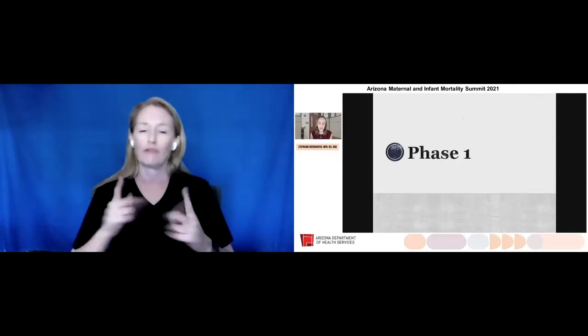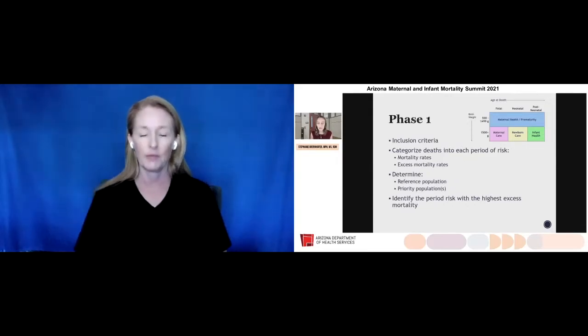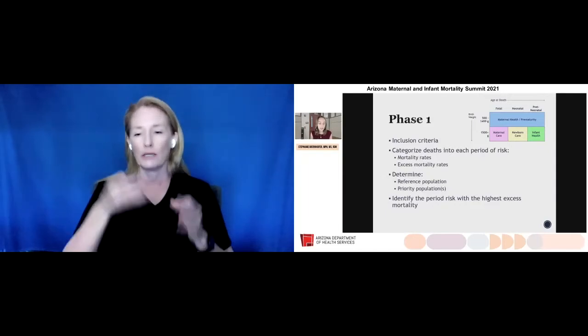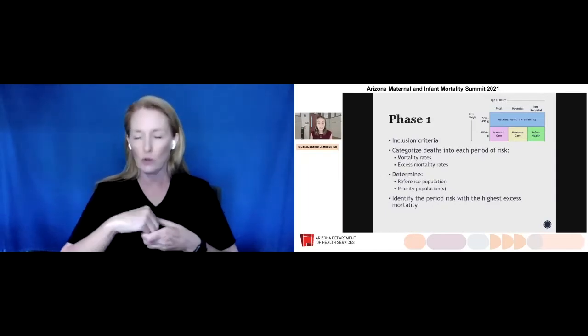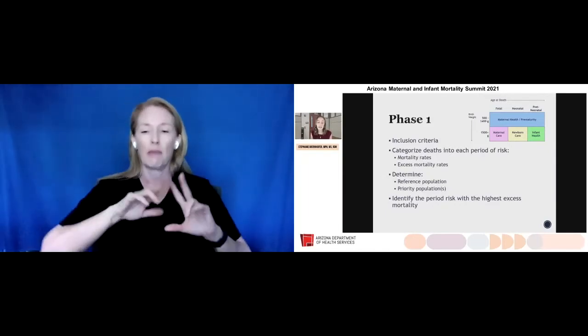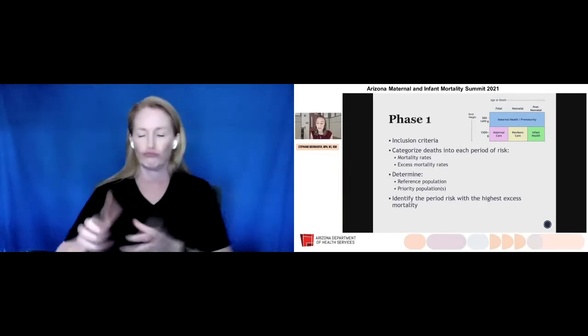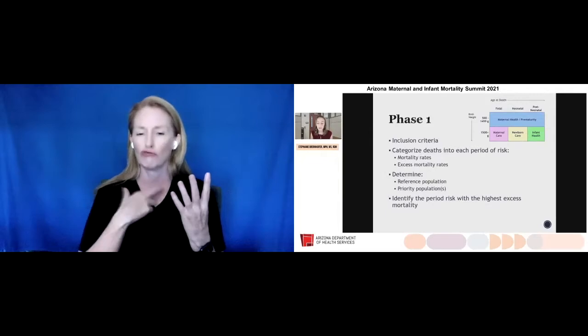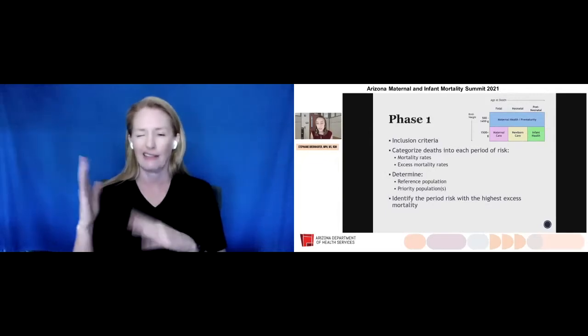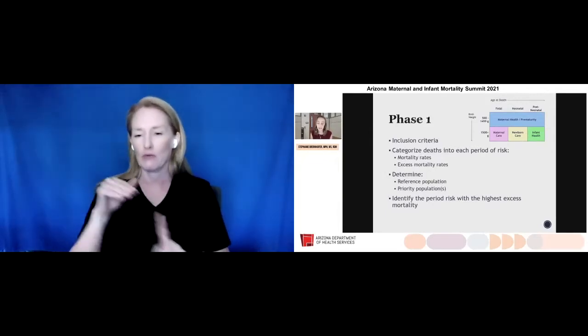So we'll start with phase 1. In phase 1, we determine who we're going to include and exclude from the analysis, and every single death is categorized into one of our 4 periods of risk, which I have at the top as a reminder. And then within each period of risk, we calculate the mortality rates and the excess mortality rates.